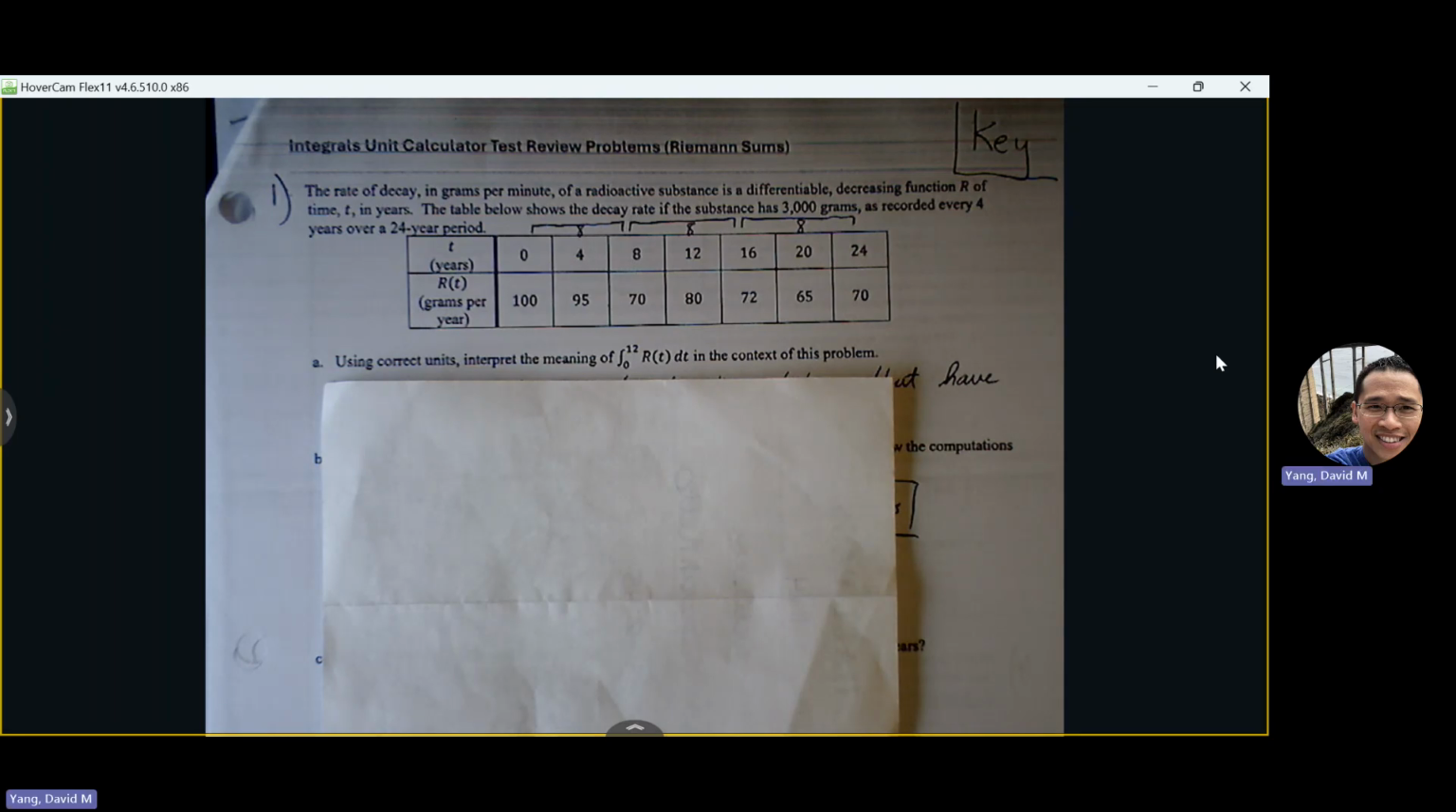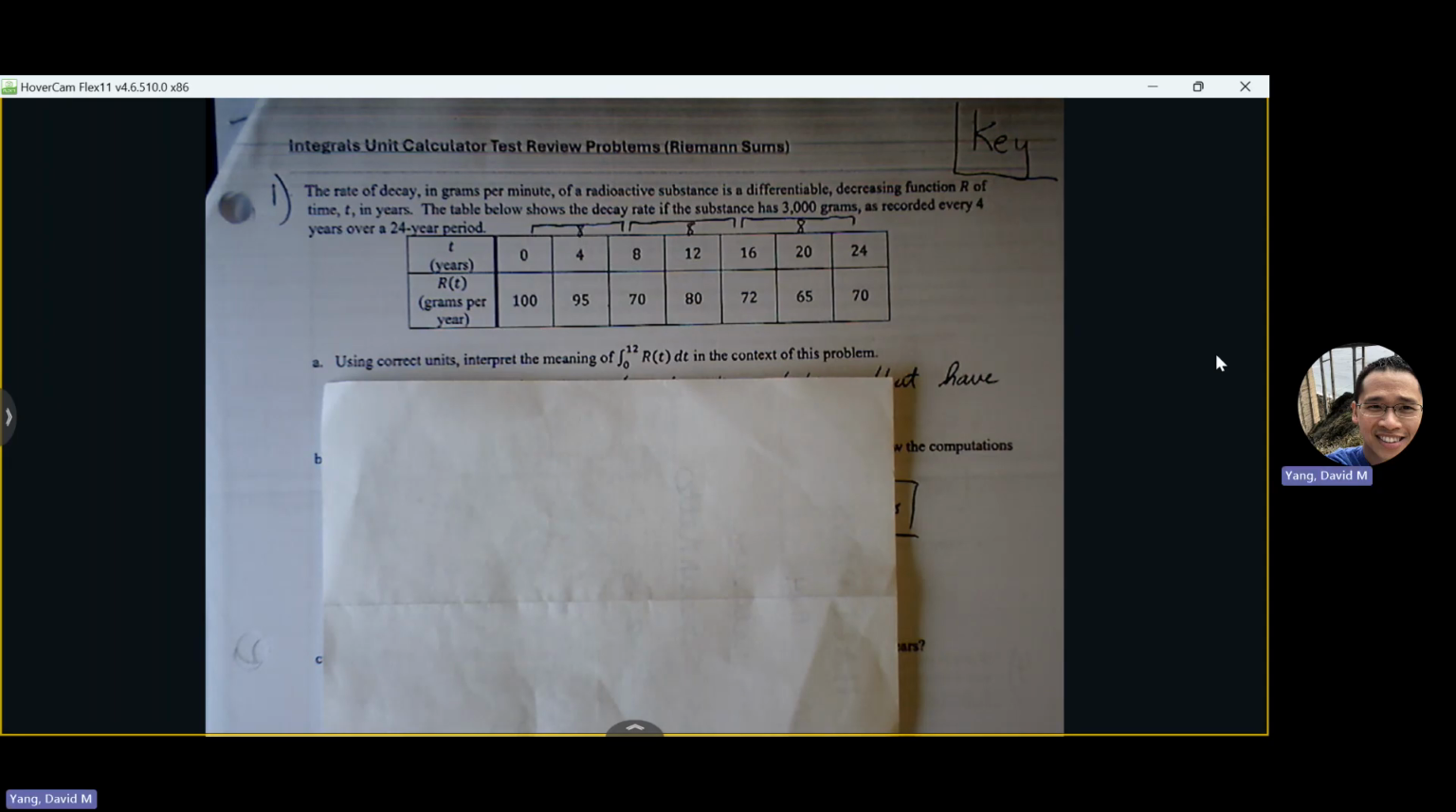So we talked about with integral here, think of it as you're multiplying these two units. So R of t is in terms of grams per year. But then you're accumulating that over a certain number of years. What's going to happen to my units? What's that going to turn into? Just grams. Right?